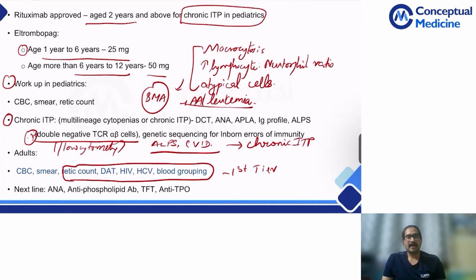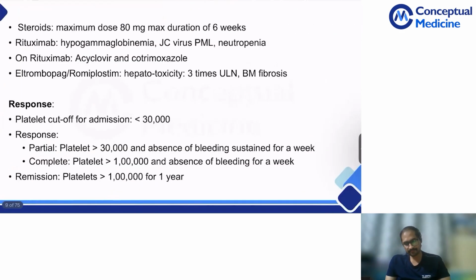And number two, retroviral infection. HIV infection and HCV infection can cause secondary ITP as a result of immunological destruction. So these two also require special treatment rather than traditional ITP treatment. Hence, Evans syndrome, HIV, and HCV should be done as a first tier investigation for chronic ITP in adults.